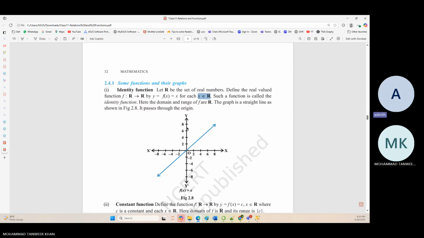Okay, sir. It's very simple. f(x) = x means if x is 1, f(x) will be 1. The output of f(x) will be 1.